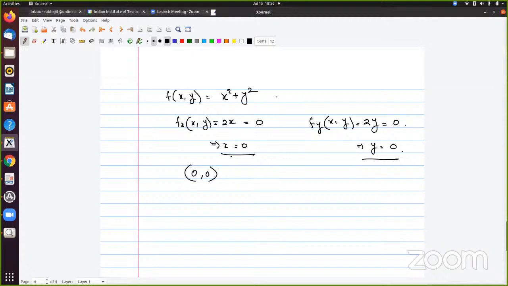There are no other points which satisfy this condition. So there is only one critical point. So this is the critical point. Now, in week 11, we will see how to find local maxima, local minima, and saddle point. But still, before going to that, what should be the definition of local maxima and local minima?